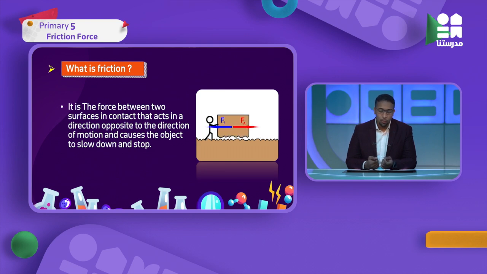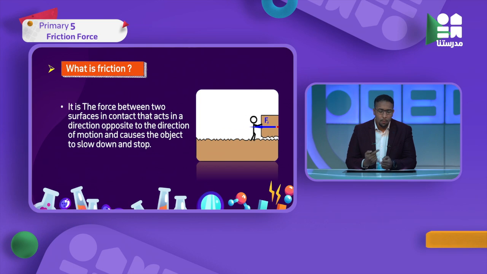Friction force is the force between two surfaces in contact. In contact means إن هم لامسين بعض أو يعني خلاص هم surface وفوقيه surface تاني. They are in touch, in contact, that act in direction opposite to direction of motion and causes the object to slow down and stop. يبقى عندنا في two types of force. Movement force و friction force. الموفمنت فورس act in a direction. الفريكشن فورس act أو بتأثر في direction opposite عكس الدايركشن بتاع الموفمنت.